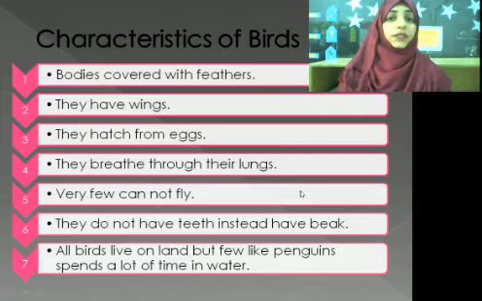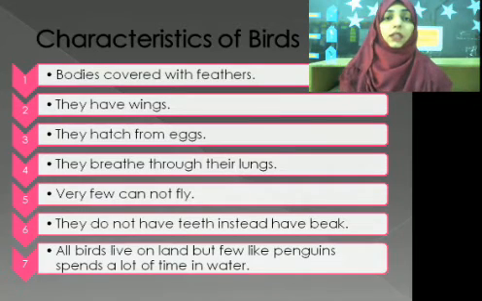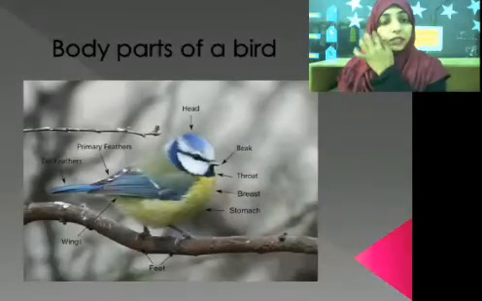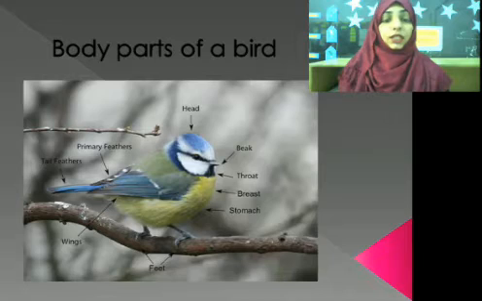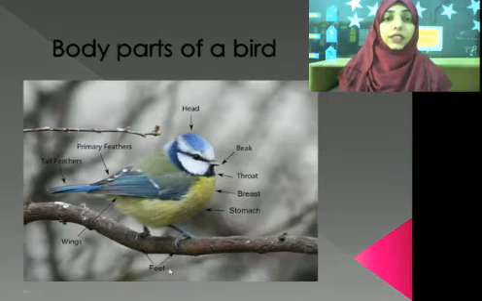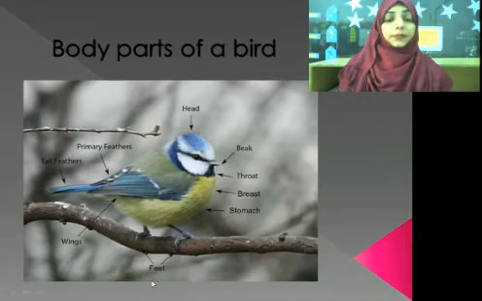All the birds live on land except penguins. They live on land, but they spend most of their time in water. The body of a bird is divided into different parts, and the basic parts are three: the head, the trunk, and the limbs. The wings and the feet are included in the limbs.